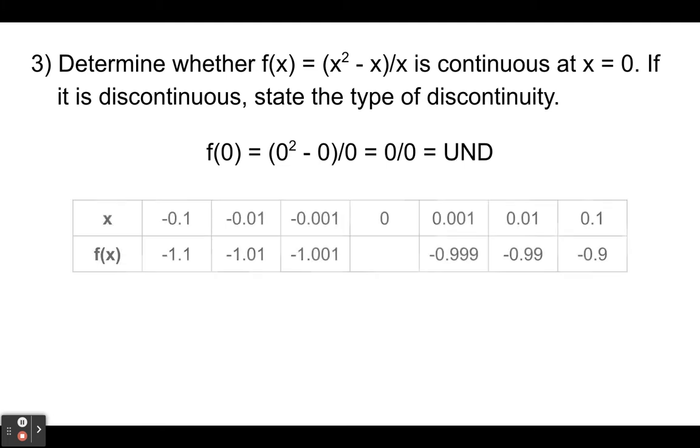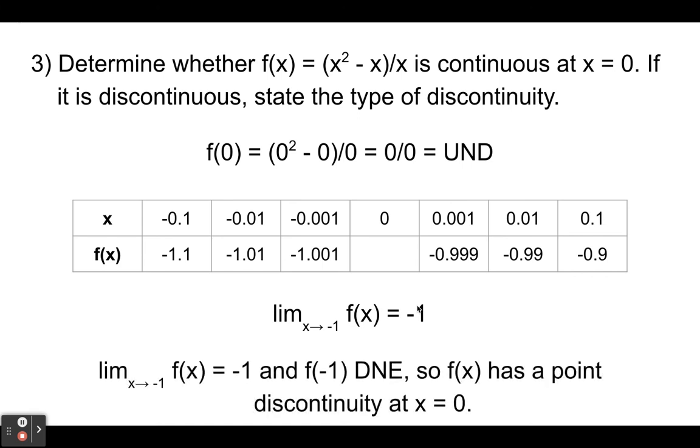Let's do the limit now. 0 is my point of interest. So again, subtract off a 1,000th, a 100th, a 10th, add a 1,000th, a 100th, a 10th, and plug them in. You can see as I come in from the left, I approach -1. As I come in from the right, I approach -1. So the limit is -1. This tells me that the graph connects at y equals -1, but at x equals 0, there are no defined y values. So this has to connect at an open circle. It's a nice connected graph with just one point gone. So this is a point discontinuity.